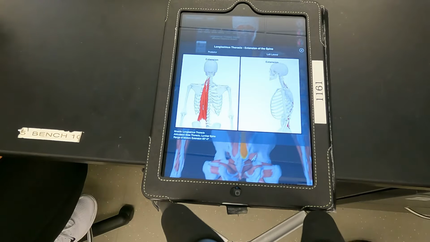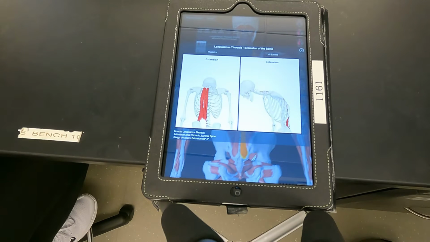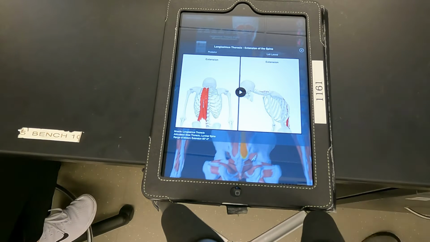And that makes sense, right? Because the origin's the hip and the insertion's the upper back. So when you're bent over and those erector spinae contract, they're going to pull on the upper back and bring you back up to center. Okay. Good.